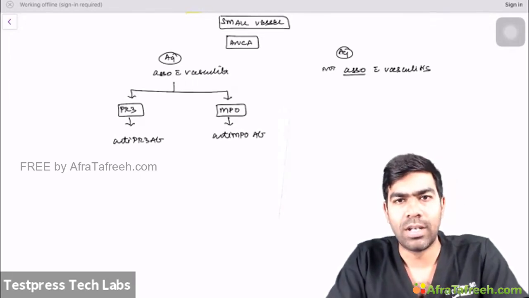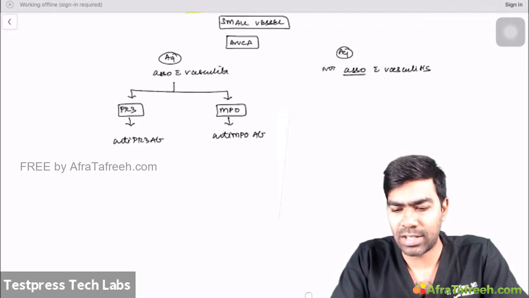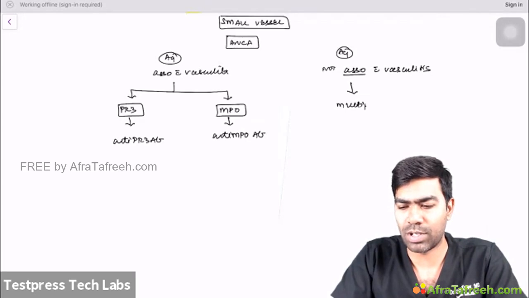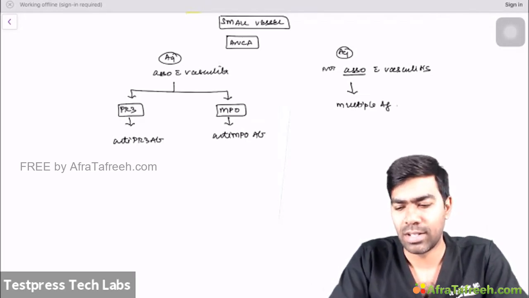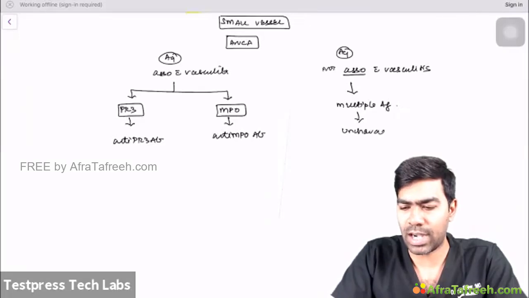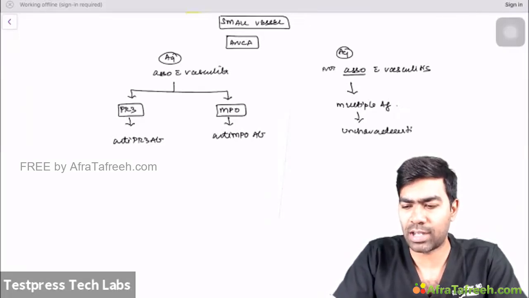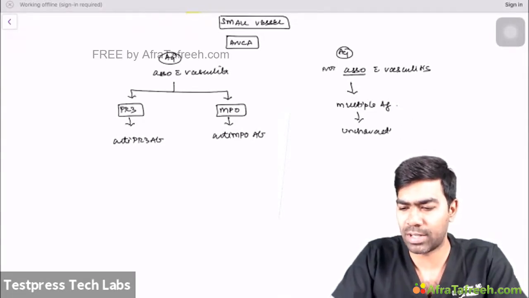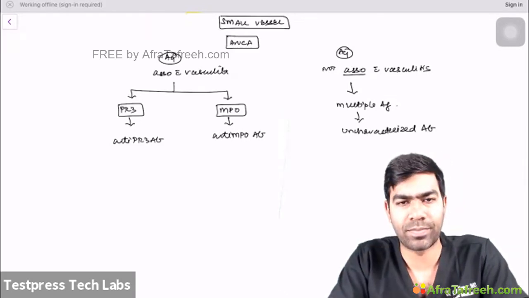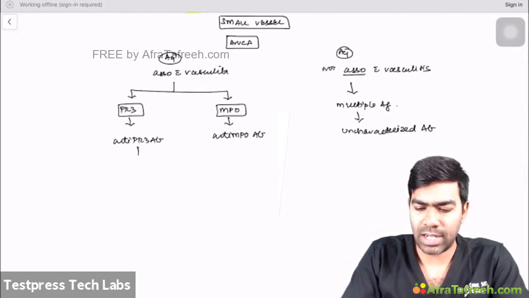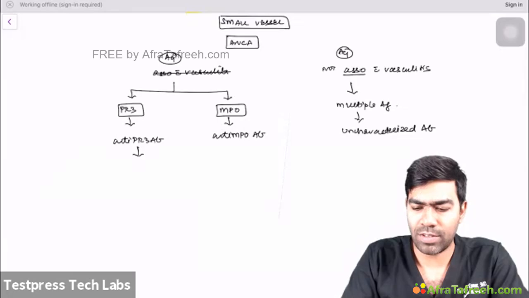Number two, there are some antigens that are not associated with vasculitis at all, which can still be neutrophilic components. There are multiple antigens there, and they can produce many uncharacterized antibodies, which means we don't know what those antibodies are, but there are a lot of uncharacterized antibodies which are not clearly described in the literature. I'll tell you the importance of those uncharacterized antibodies. So remember the fact that this anti-PR3 antibody, as I told you, will be associated with vasculitis.